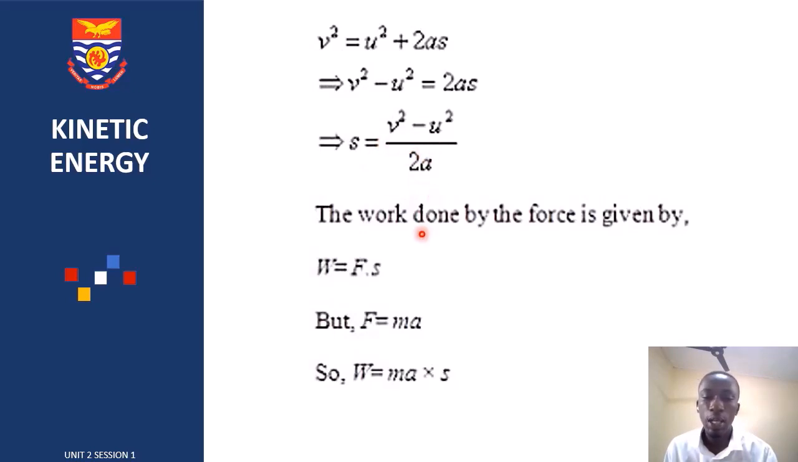We also know that work done is equal to force times displacement, where we have theta to be equal to 0. We can represent F, that's ma, and substitute it in the work done formula, so that we will have W to be equal to what? ma, that is the force, times the displacement.